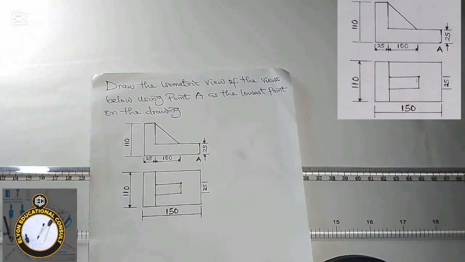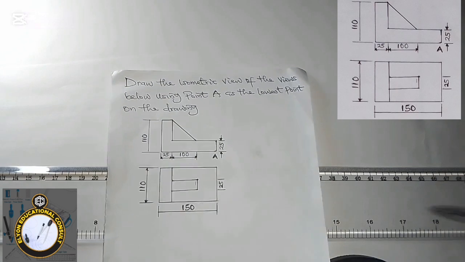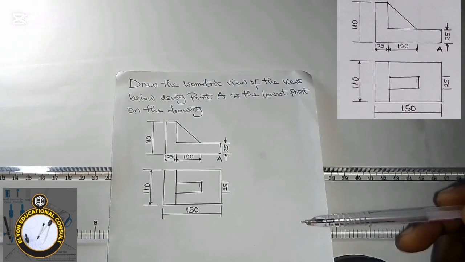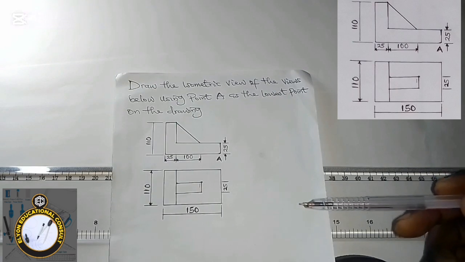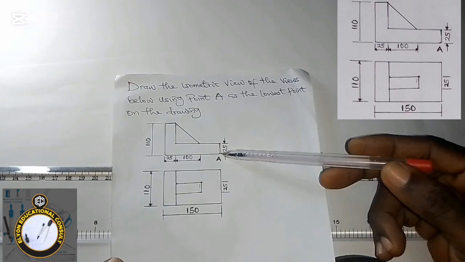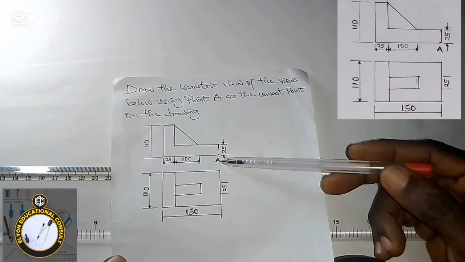Like I said in my previous video on the conversion of orthographic projection to isometric projection, the first thing we need to identify is the positioning of the diagram, the views, and the seam, that is where we are to use as the lowest point. Now we are given this point here as our seam, which is the lowest point. It means that this is the point that will be sitting down.